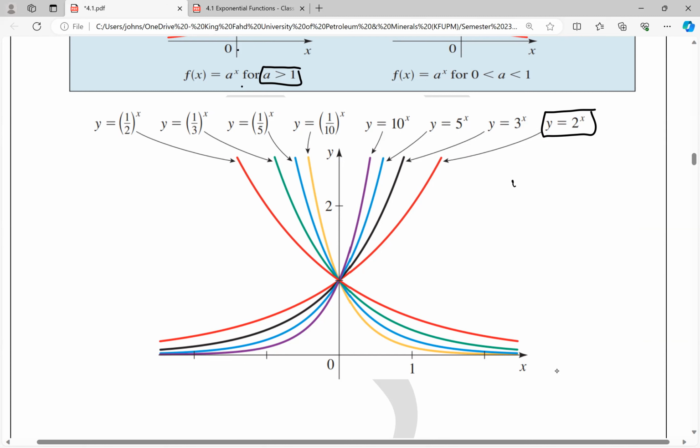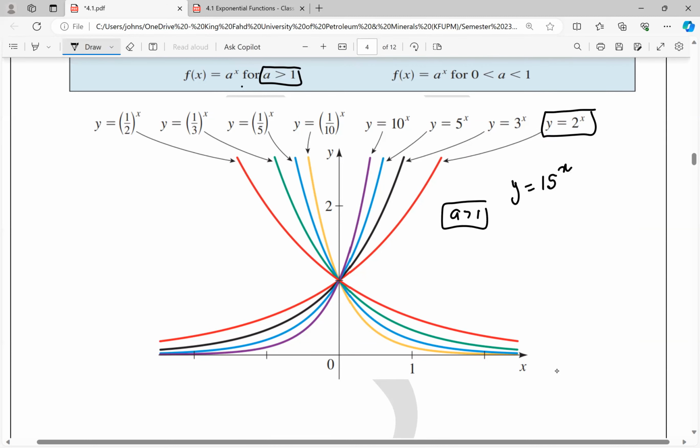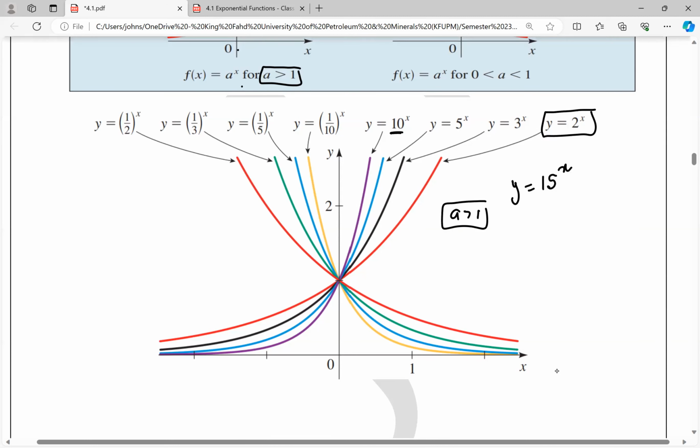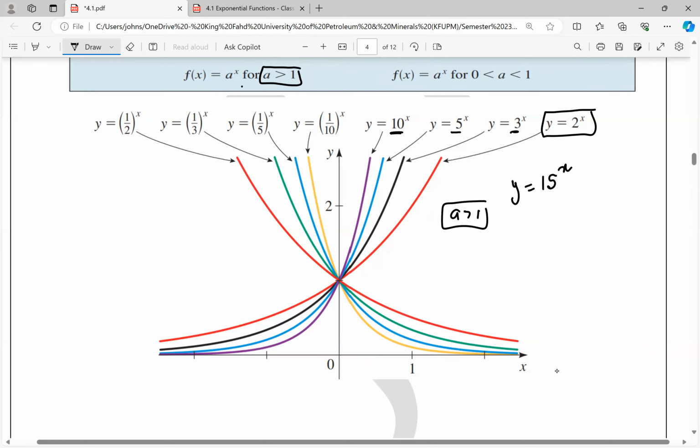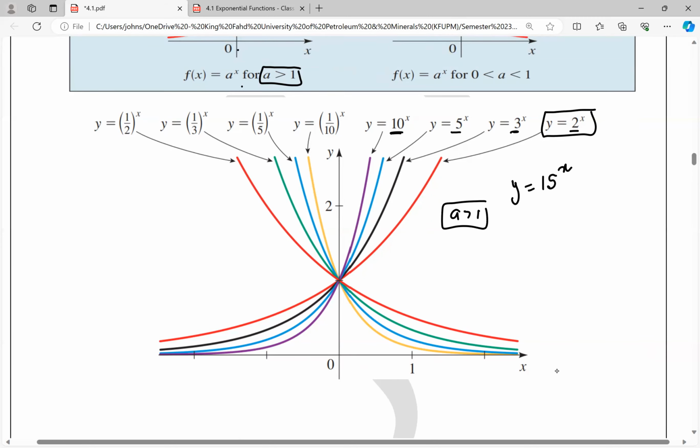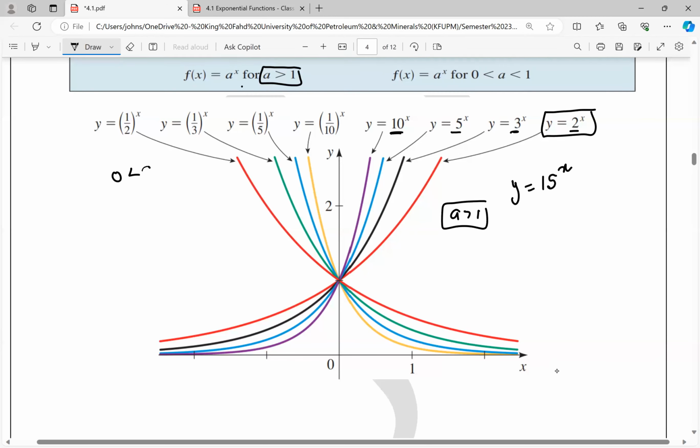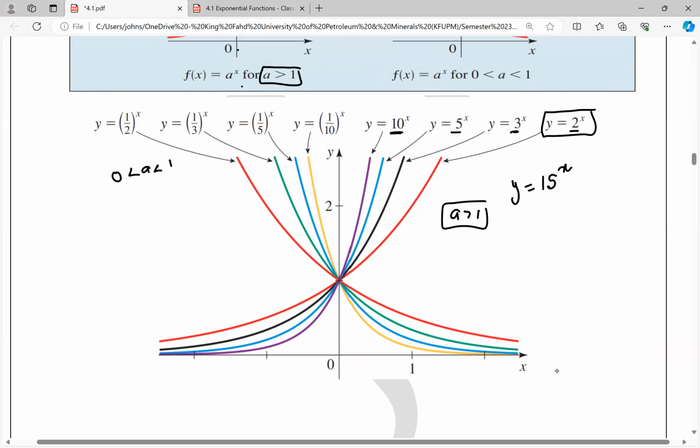So it means that if you have y equals, for example, 15 to the power x, it's going to pass somewhere here. So it's going to get closer and closer to the y-axis. This is in the case where all the a's are greater than 1. So as you can see, all these ones, all the a's are greater than 1. This is 10, this is 5, this is 3, and this is 2. But if you go to the other side, the left-hand side, these are the cases where your a is all between 0 and 1.